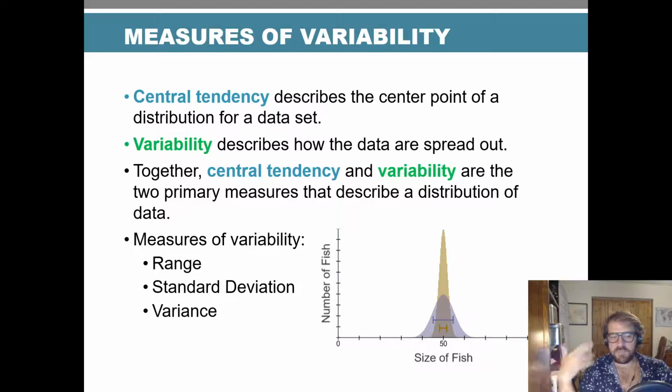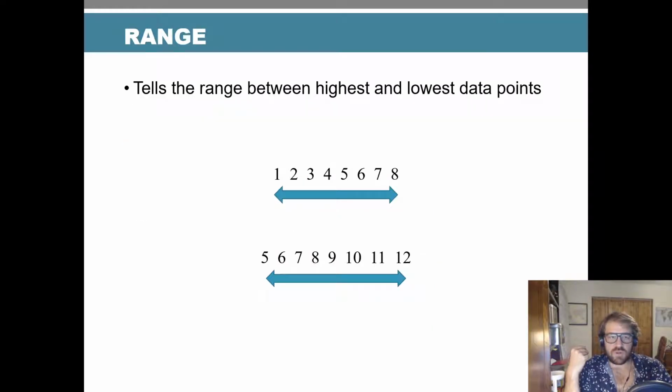There's a couple different measures of variability: range, standard deviation, and variance. And we're going to talk about those and how to compute those. So the range is quite literally the range between the highest and lowest data points. We've got two different sets of data here: 1, 2, 3, 4, 5, 6, 7, 8, and 5, 6, 7, 8, 9, 10, 11, 12.